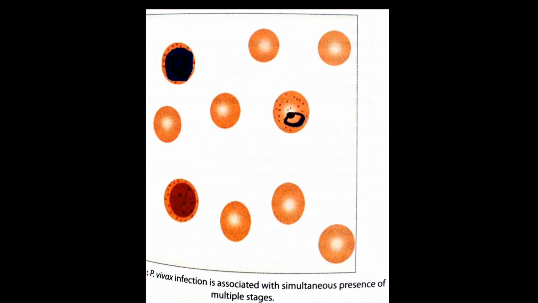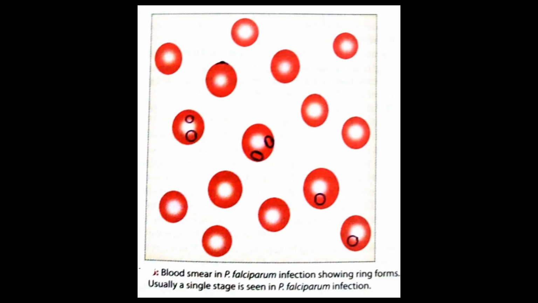The picture is showing P. vivax infection associated with simultaneous presence of multiple stages. We can appreciate ring, trophozoite as well as schizont in this picture. While in Plasmodium falciparum, it only shows the ring form. So there is a single stage present. In the upper RBC, we can appreciate the applique form. Whenever the chromatin is attached to the red cell membrane, it is known as the applique form.